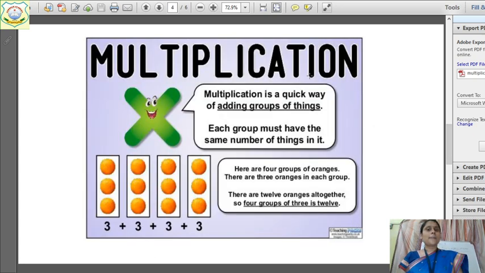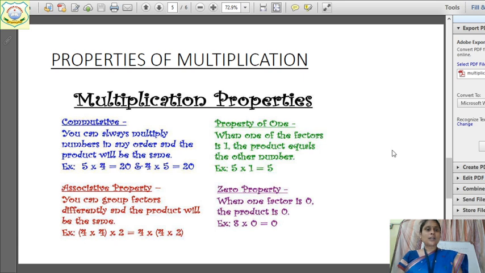This was multiplication symbol. Here what we have learned, that multiplication is also known as repeated addition. Multiplication is a quick way of adding groups of things. We can get the answer by repeated addition also in multiplication. So this page is also clear to you. Now we'll come to our next page.